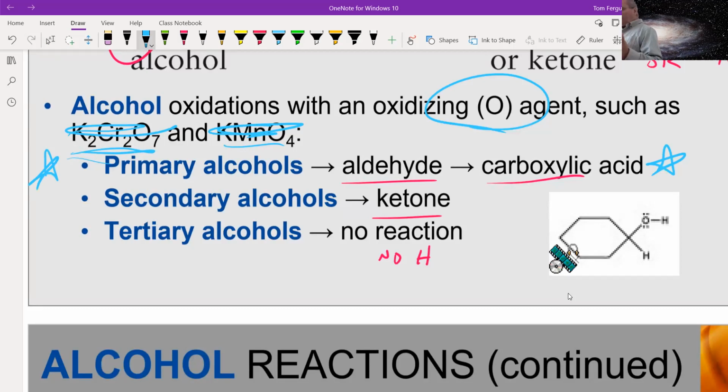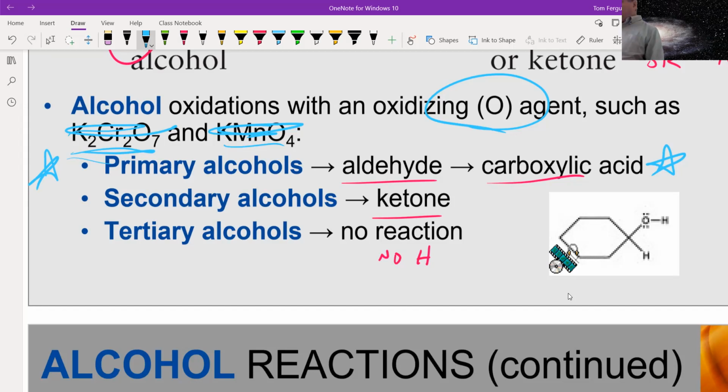Now, primary alcohols are on the terminal end, and they have 2 hydrogens attached. That means they can be oxidized twice because they can lose 2 hydrogens. Secondary alcohols, in the middle, have 1 hydrogen attached, hence they can be oxidized once. Tertiary alcohols have no hydrogens, so they can't be oxidized at all.